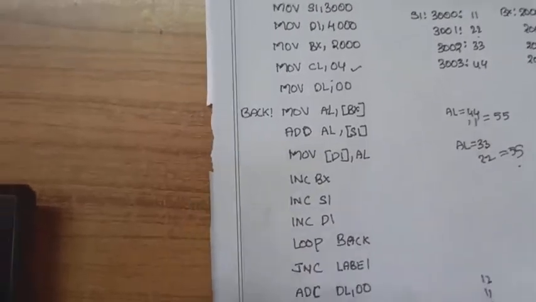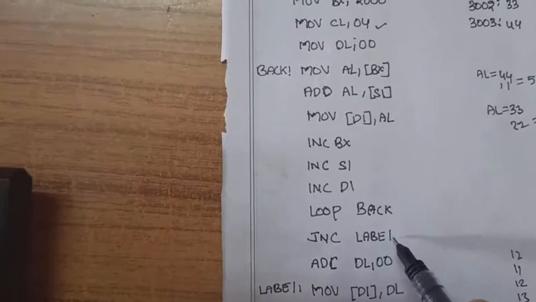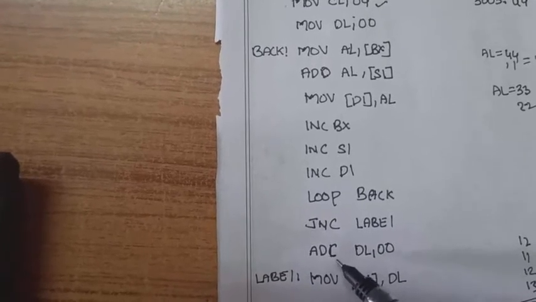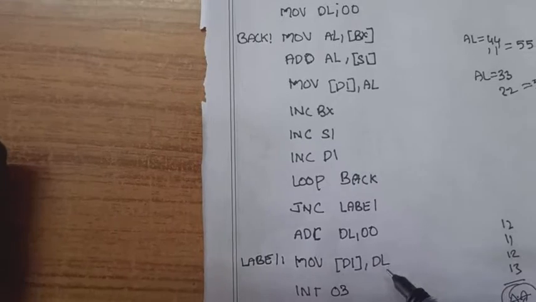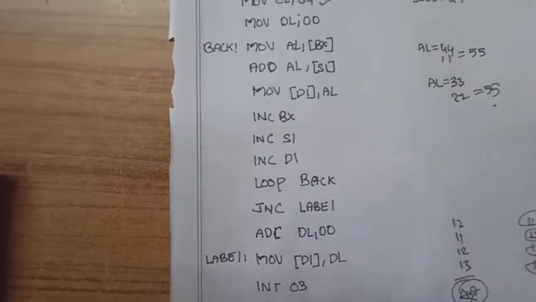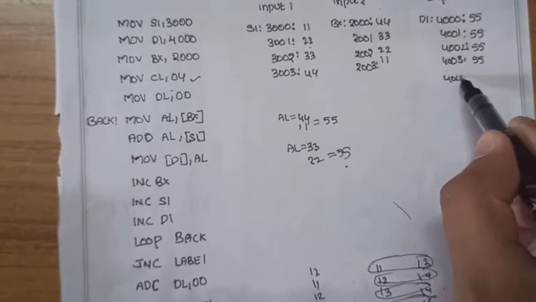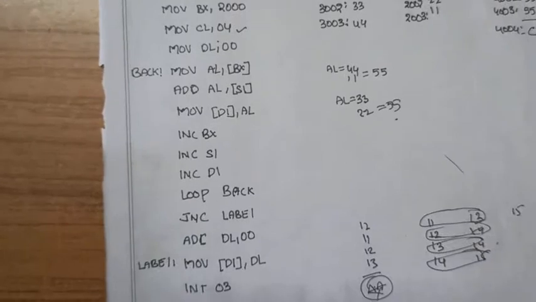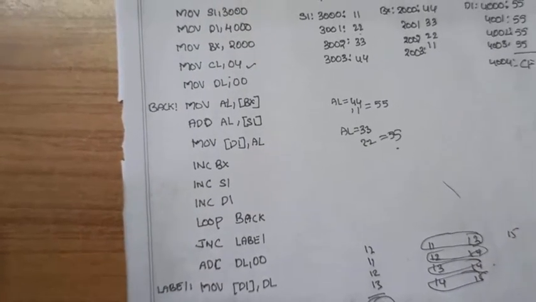After performing all these operations, we check for a carry while performing any addition. If any carry is there, that carry gets added here, ADC DL, 00, and that carry is also moved to the next consecutive location in the output. After the count becomes 0, in the final step we get the carry. So this is how this logic actually works.